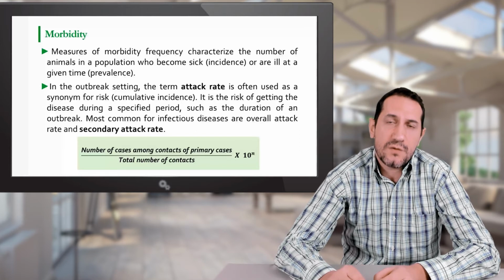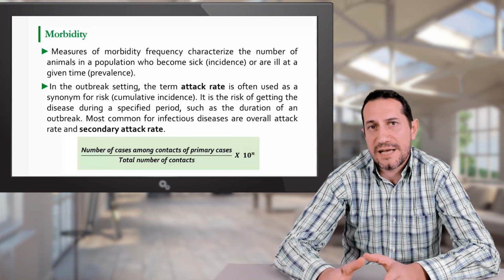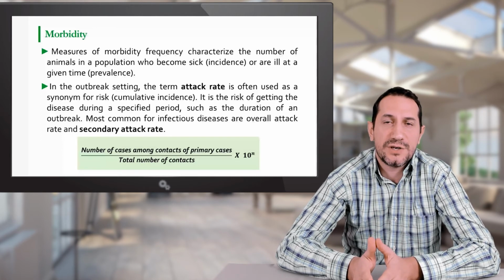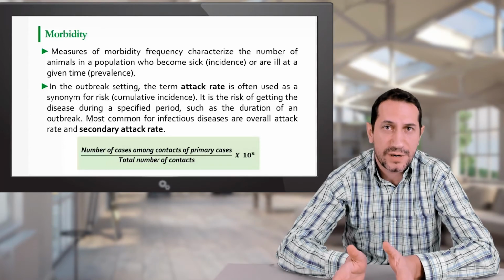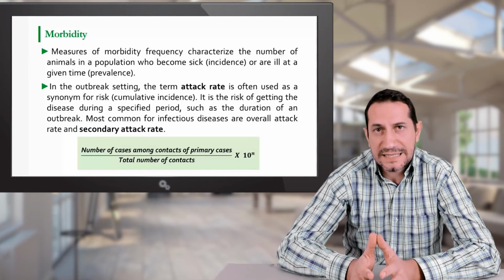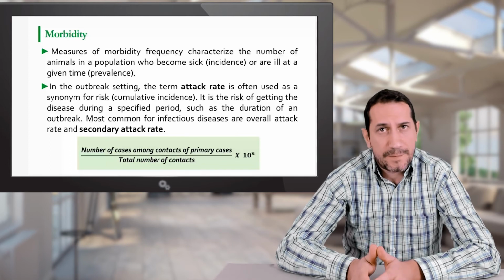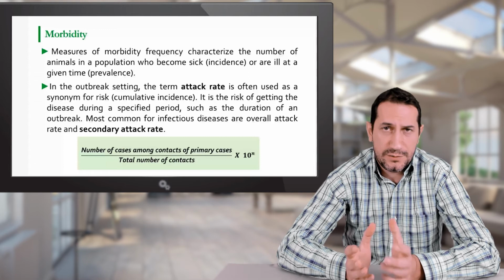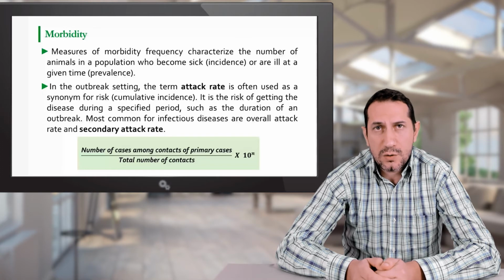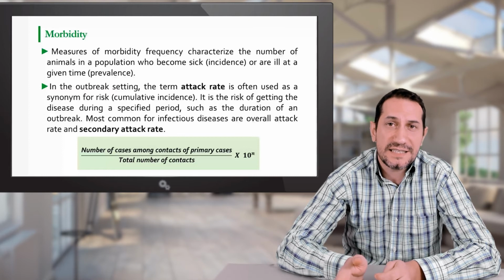But in terms of outbreak investigation, when the morbidity measures are calculated for a very short period of time, especially during an epidemic or an outbreak investigation, the term for the risk, which is the cumulative incidence of diseased cases, is called attack rate. And then there could be different attack rates. It could be an overall attack rate, for all the population, but it could also be a secondary attack rate, which is the cumulative incidence among contacts.